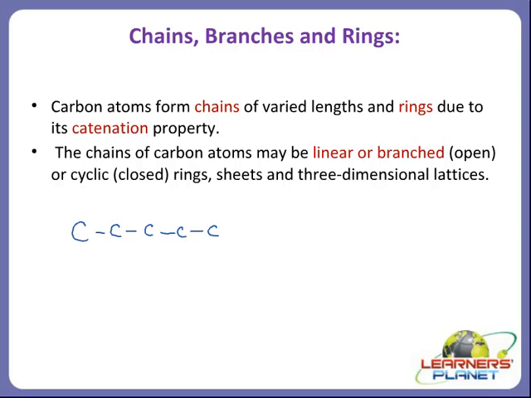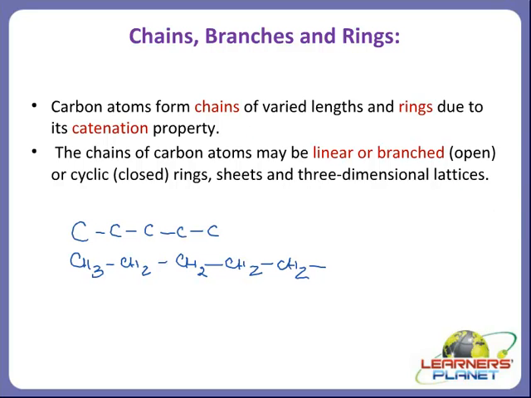And now you must be understanding that where I have not written anything, it means there is hydrogen. This chain is CH3, CH2, CH2, CH2 and CH2. Okay? So this is the long chain this carbon atom is forming. Why? Because of its property of catenation, that is the self-linking property.